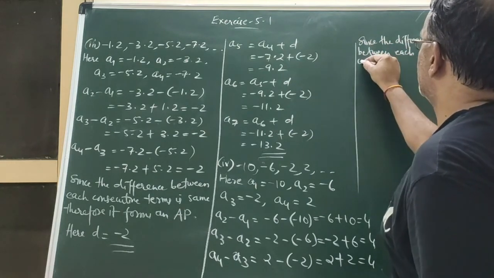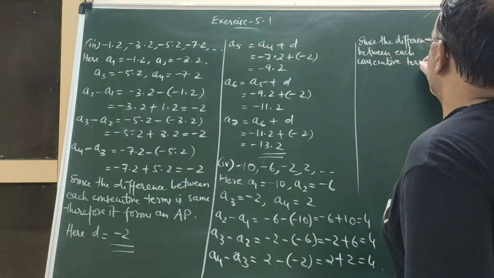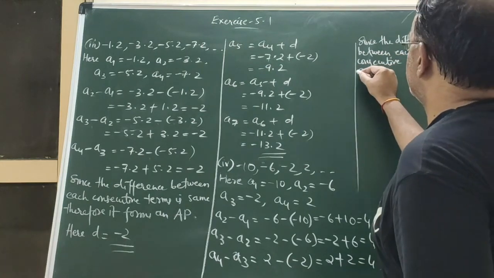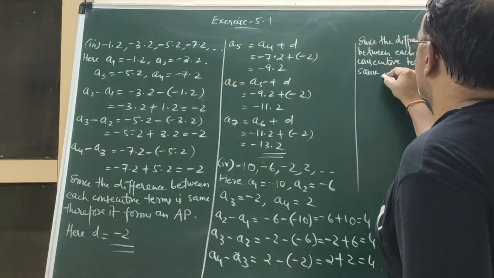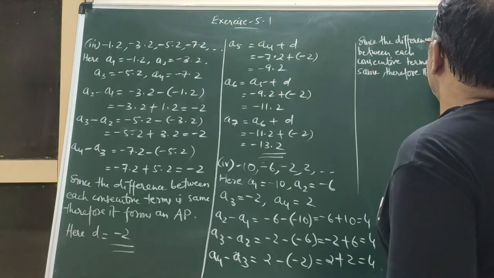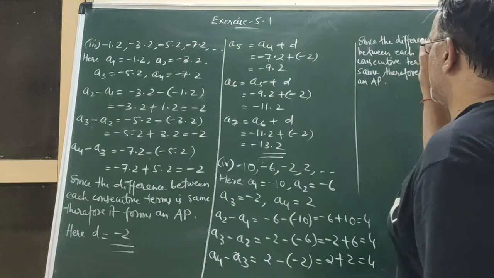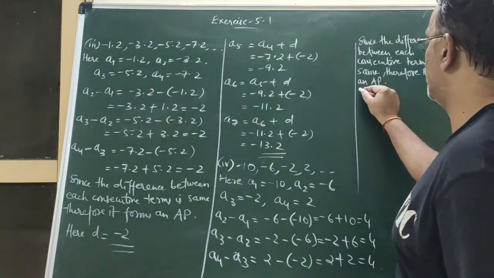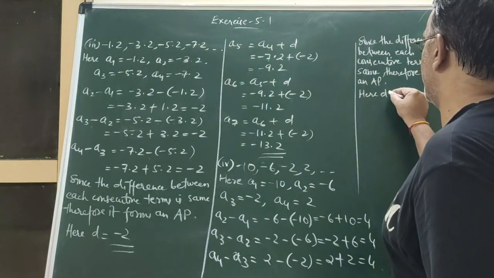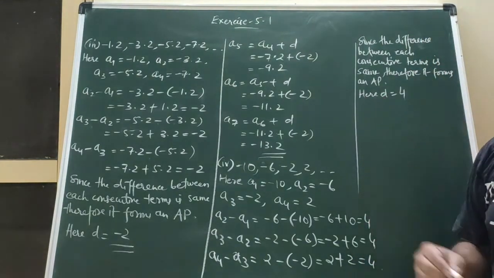each consecutive terms is same, therefore it forms an AP, right? So here, what is the value of D? The fixed same number, the same difference, common difference, that is 4.